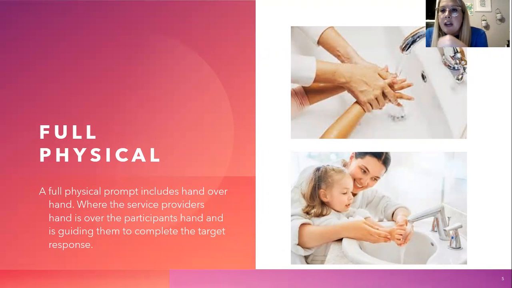So for our example of hand washing, as you can see in the top visual, the service provider's hand is directly over the client's hand and is putting their hand under the water to help them wash their hands, to help them gain that target response of hand washing. Same in the bottom visual, you can see that the service provider's hand is directly over the client's hand, and they are guiding the client to wash their hands.